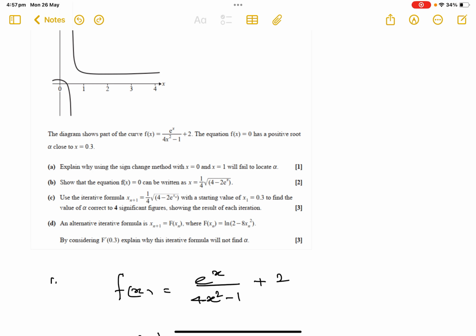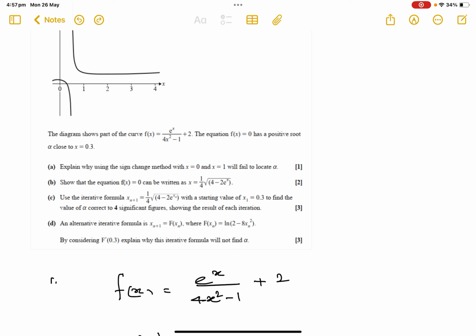Part A: explain why using the sign change method with x equals 0, x equal 1 will fail to locate alpha. Part B: show that the equation f(x) equals 0 can be written as x equal 1/4 square root of 4 minus 2 e to the power of x.